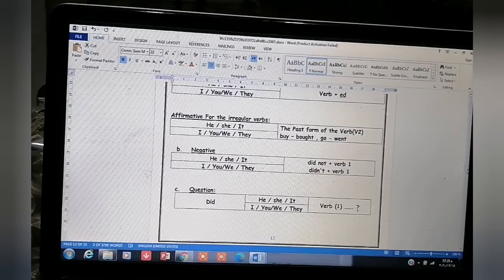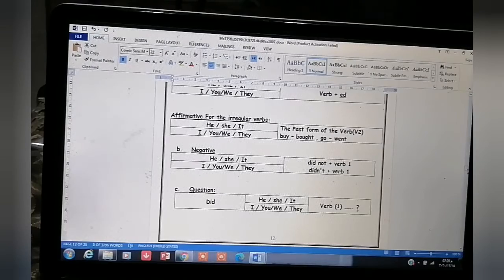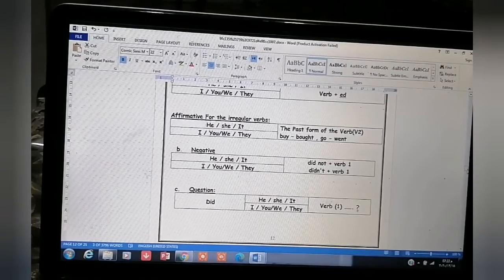He, she, it, I, you, we, they. When we want to negate, the helping verb did comes and will do the negative. We say didn't plus verb 1, as I mentioned before. Now we said that after did, does, do, we have verb 1 or infinitive, okay? So it will become did not plus verb 1, or didn't plus verb 1.